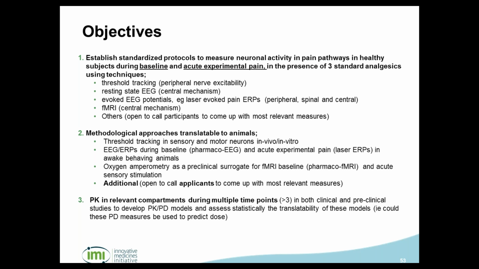So to establish standardized protocols to measure neuronal activity in pain pathways during baseline and acute experimental pain in the presence of 3 different standard care pharmacologies, ideally targeting different compartments in the pain pathway, using techniques such as threshold tracking, resting state EEG, evoked EEG potentials, laser evoked ERPs, and fMRI, and then also others that are open to the call participants to come up with which will be most relevant.